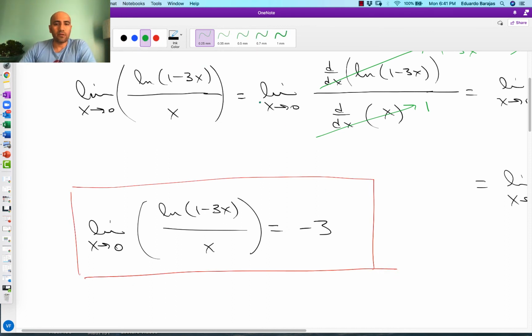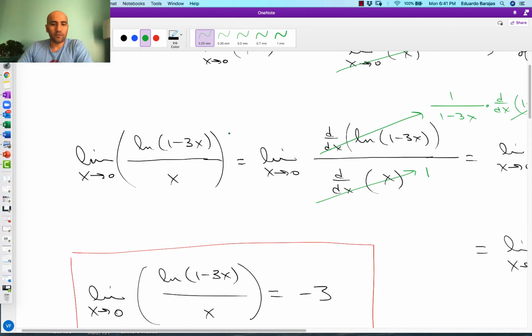Ooh, I forgot to identify when I used L'Hopital's rule, so LH, right there. That's when I used it. The limit of my original ratio is equal to the limit of the ratio of the derivative of the numerator divided by the derivative of the denominator.